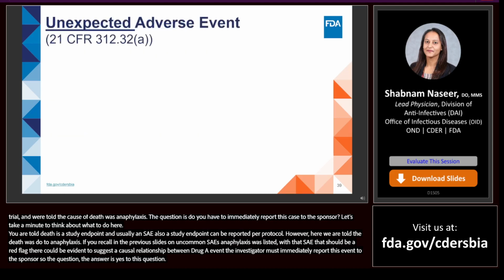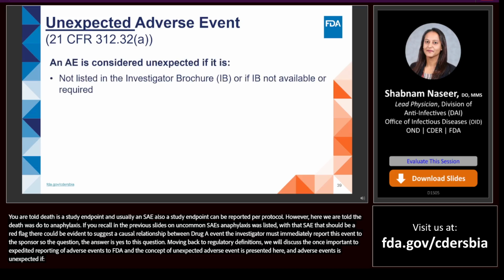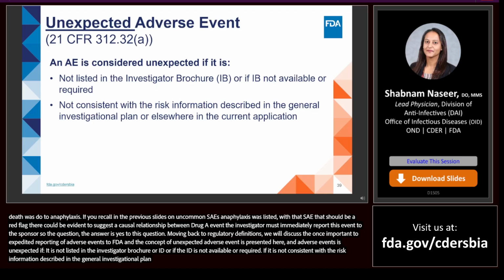All right, so moving back to some regulatory definitions, we'll discuss the ones important to expedited reporting of adverse events to FDA. And the concept of unexpected adverse event is presented here. An adverse event is deemed unexpected if it's not listed in the investigator brochure or IB, or if the IB is not available or required, if it's not consistent with the risk information described in the general investigational plan or elsewhere in the current application.